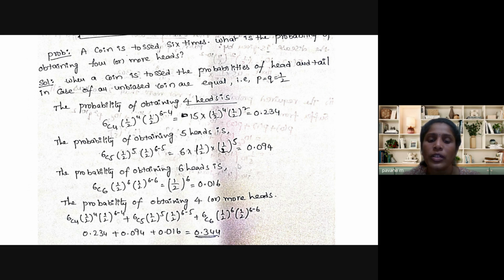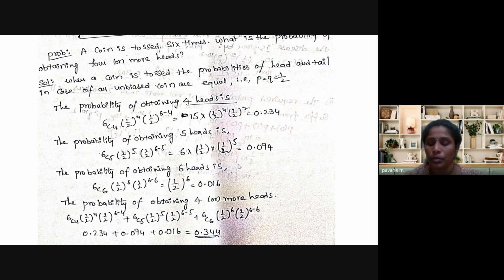You will get 0.016. So you have to add all these situations because you want the probability of obtaining 4 or more heads. For 4, the probability is 0.234. For 5, the probability is 0.094. For 6, the probability is 0.016. If you sum up all these, you will get the answer 0.344. So this is the binomial distribution.